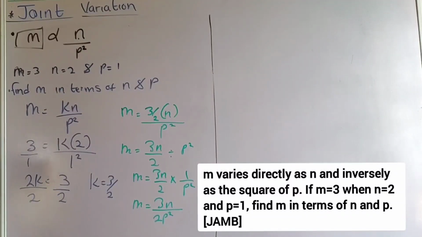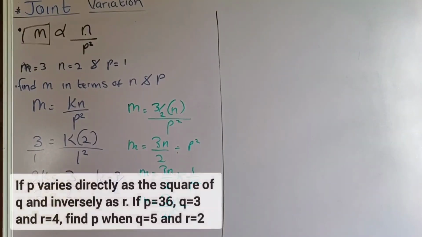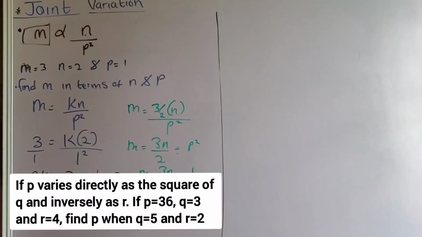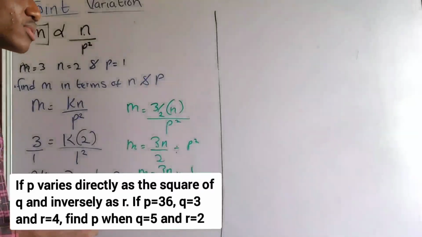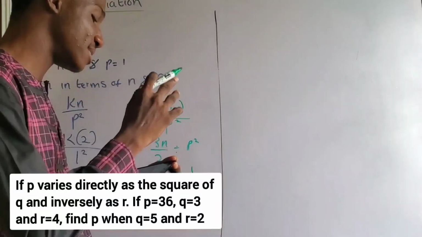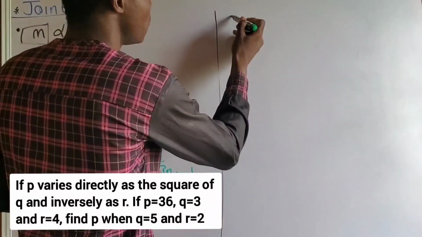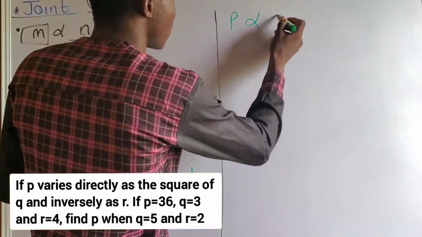Now let's move to another question. Okay, if p varies directly as the square of q and inversely as r, if p is equals to 36 and q is equals to 3 and r equals 4, find p when q is 5 and r equals 2. Okay, now let us interpret the question mathematically. P varies directly as the square of q. We have a single variable p varies directly as the square of q. So I'm going to have q squared.